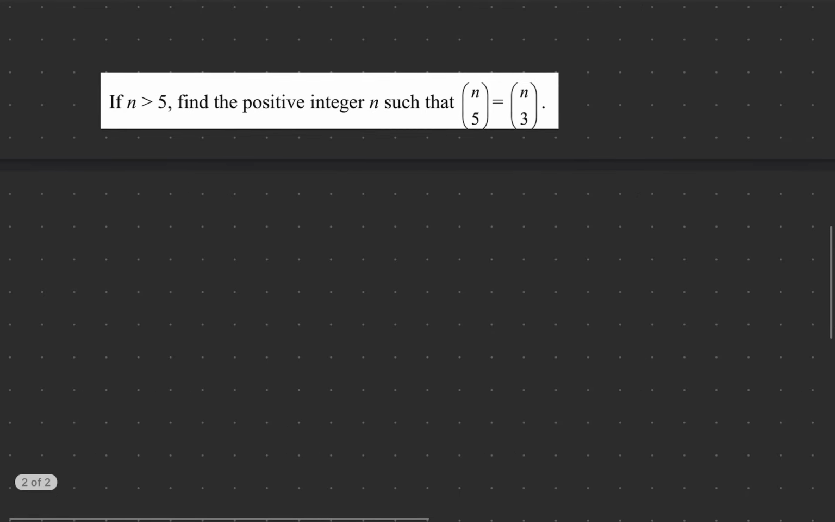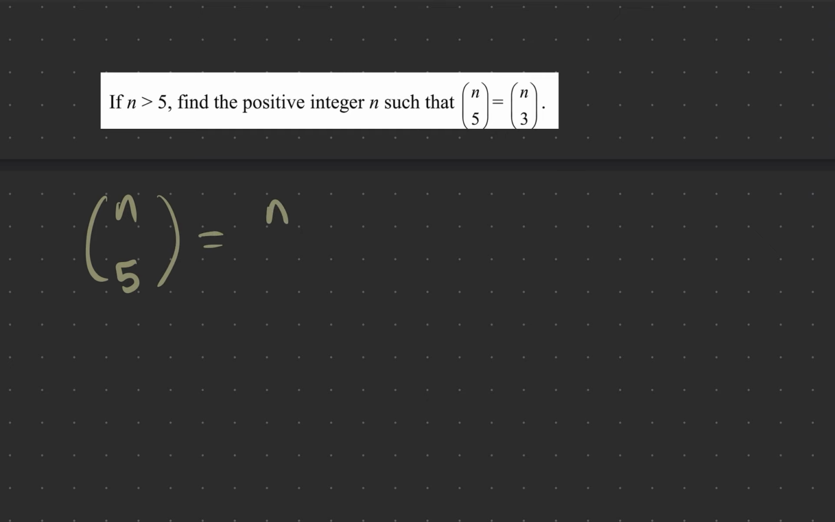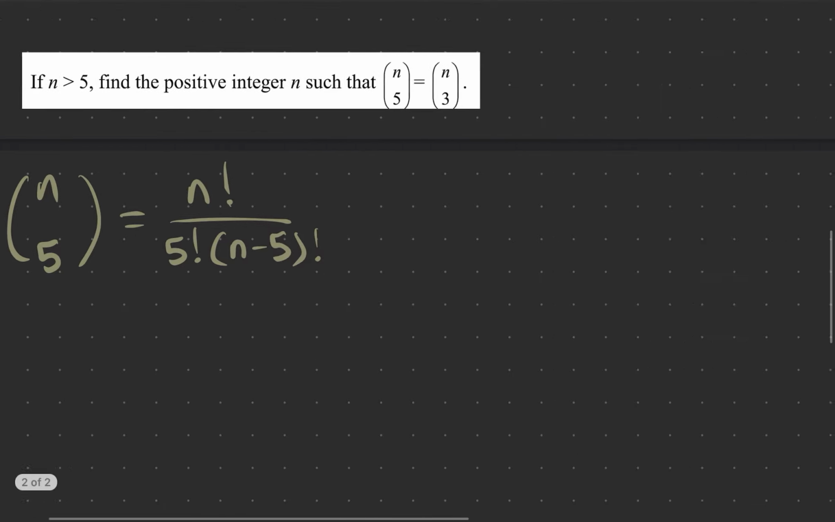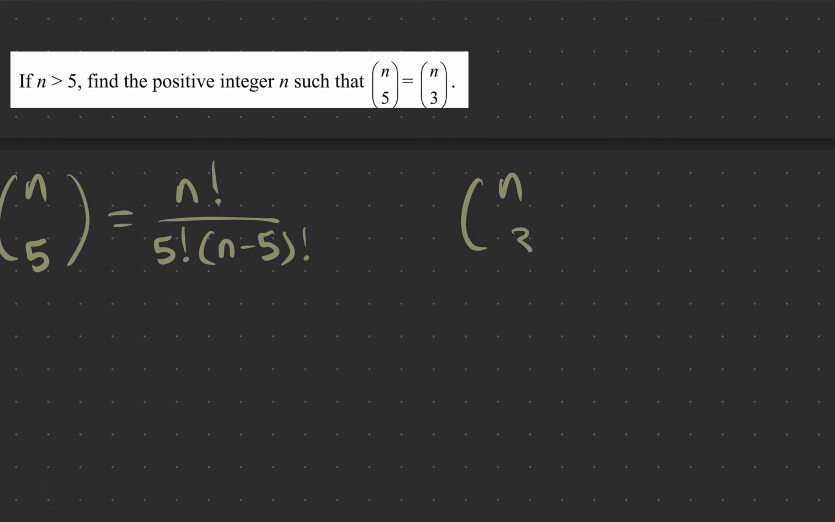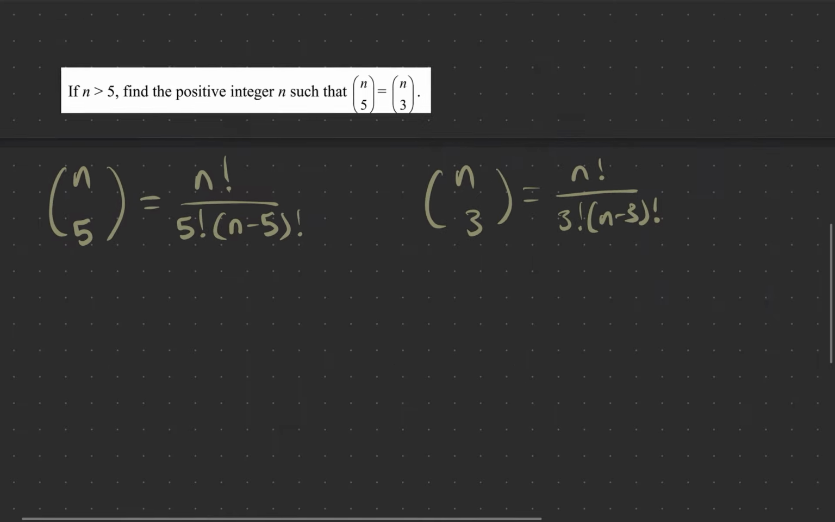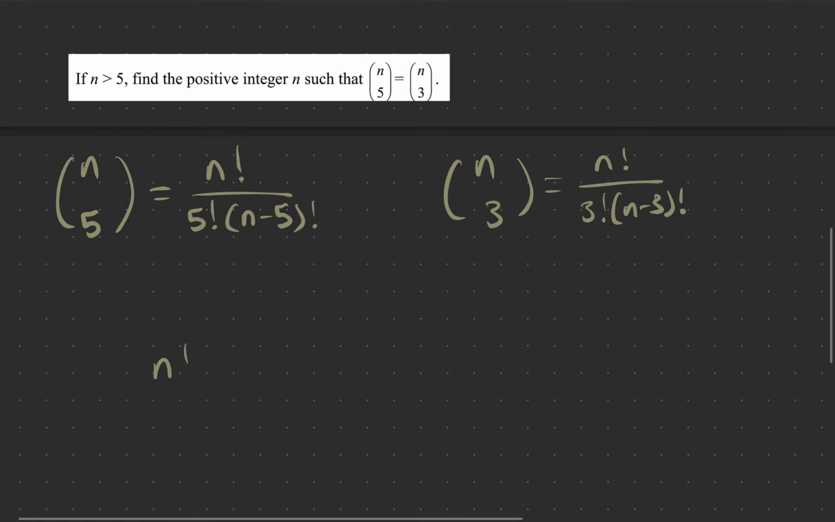So we need to find the value of n choose 5 first. n factorial over 5 factorial times n minus 5 factorial. And then we need to find the value of n choose 3, which is just n factorial over 3 factorial times n minus 3 factorial. So these two will then subsequently equal one another, because that's what the question states.